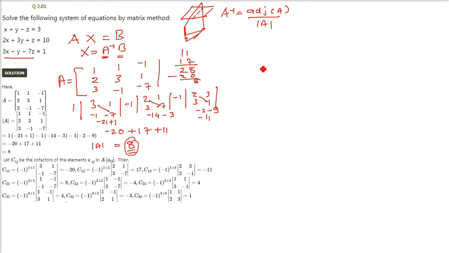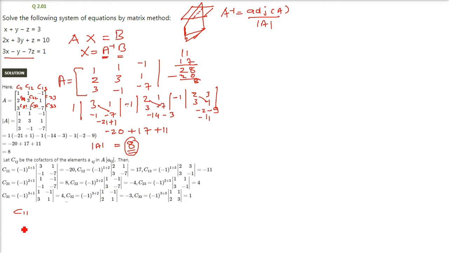Let us see the adjoint of A. Adjoint of A, you have to find out the cofactor of each and every value. Then the cofactor matrix will be formed, and then we'll take the transpose. So I'll show you a few values of cofactor. Let us say we are finding out the cofactor of the first row. So this is C11, this is C12, this is C13, this is C21, C22, and C23. This is C31, C32, C33, right?